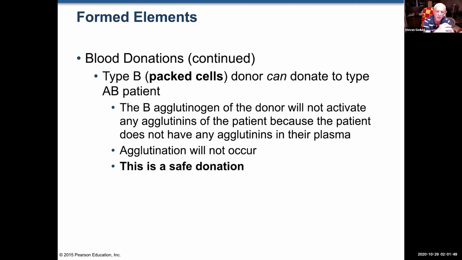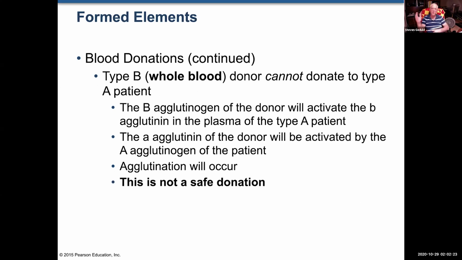Okay. Type B packed cells going to a type AB patient. Again, a type AB patient has what type of antibodies? If you're type AB, if your patient in the ER is type AB... None. Perfect, Sandra, they have none, right? They have no antibodies. So if you give them B packed cells, they can take that because they're not going to find that as foreign. They're not going to mark that as foreign in the bloodstream. That's a safe donation.